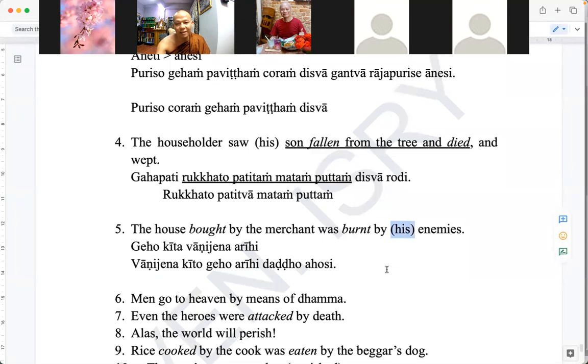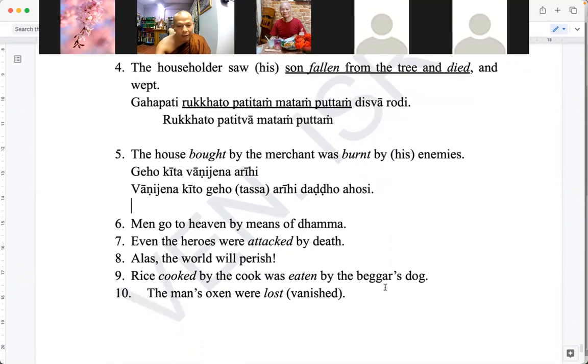And Bhante, because we have not yet learned it, can we repeat? It stands for the merchant's, so it means the merchant's enemies. Right. Can we put vāṇijassa? Vāṇijassa arīhi. So actually, dāsa. Yes. Thank you, Bhante.